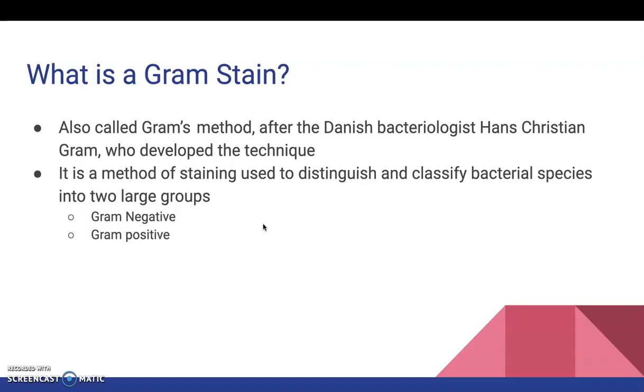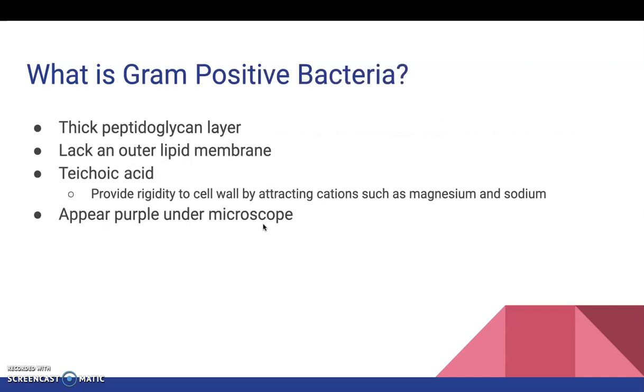So what is a gram stain? Gram staining is a way to distinguish and classify bacterial species into two large groups. These groups are called gram-positive bacteria and gram-negative bacteria. Another name for gram staining is the Gram method. This was named after the Danish bacteriologist Hans Christian Gram, who developed the technique.